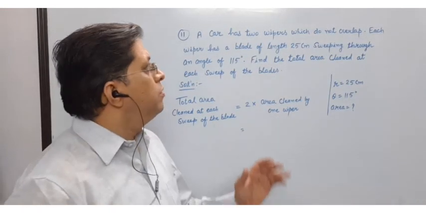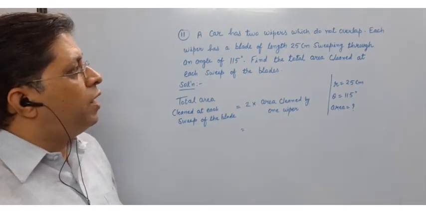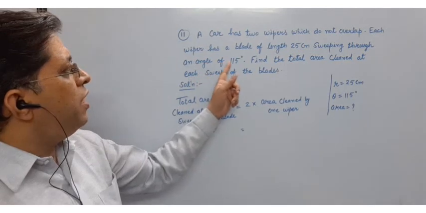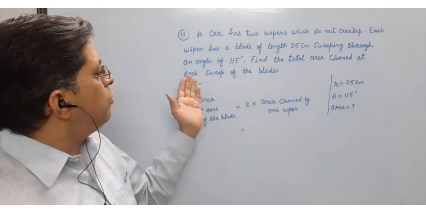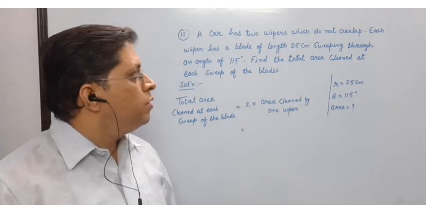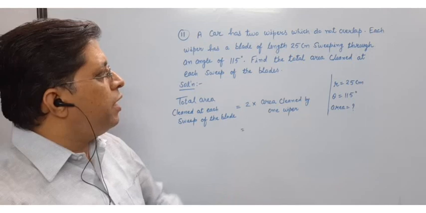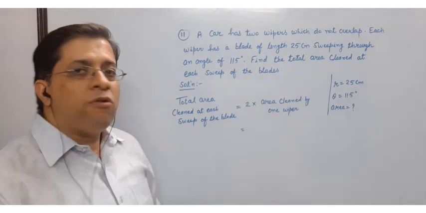The next question is, a car has two wipers which do not overlap. Each wiper has a blade of length 25 cm sweeping through an angle of 115 degree. Find the total area cleaned at each sweep of the blade. You have to find the area.